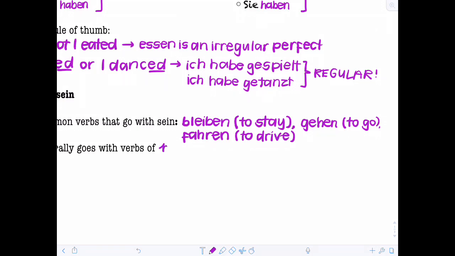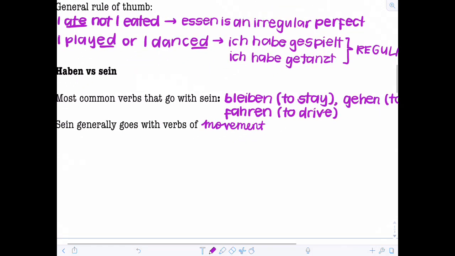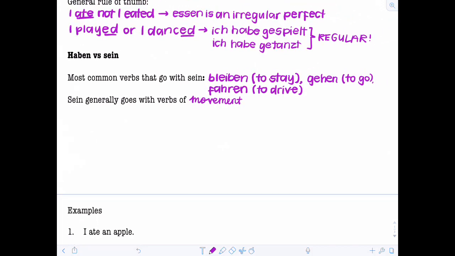It can be tricky to know when to use sein and when to use haben for the perfect tense, but the general rule is that sein goes with verbs of movement. So, for example, rennen, which means to run, laufen, which means to run, and reisen, which means to travel. So the past participle of rennen is gerannt. If you think "I run, I ran", not "I runned", so it is irregular. Laufen is gelaufen, and reisen is gereist, so that's regular.